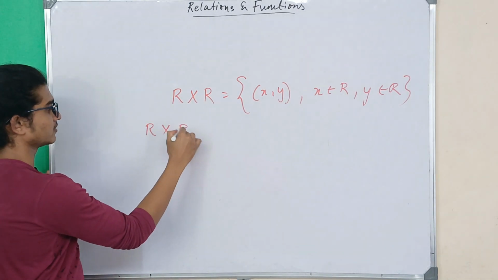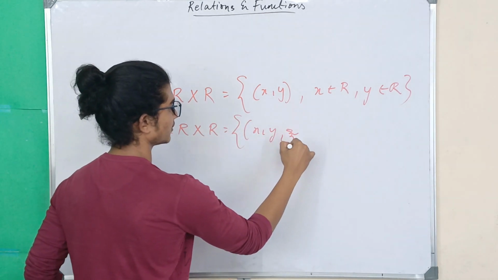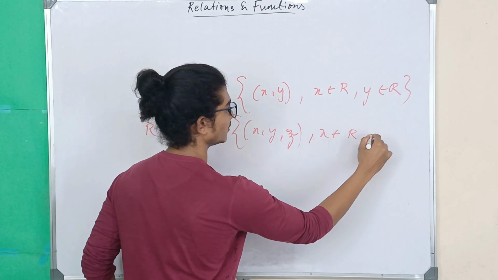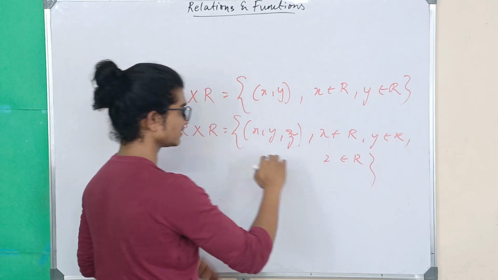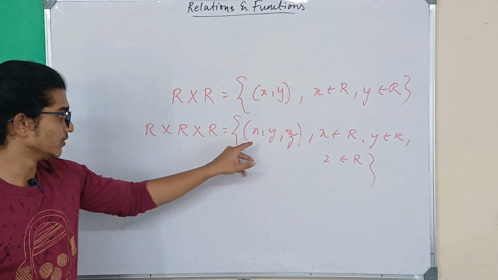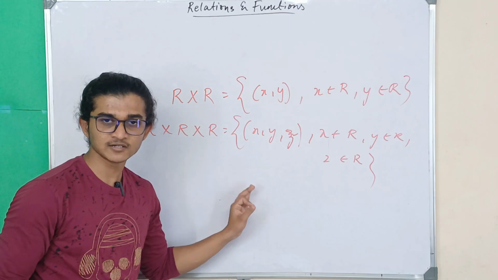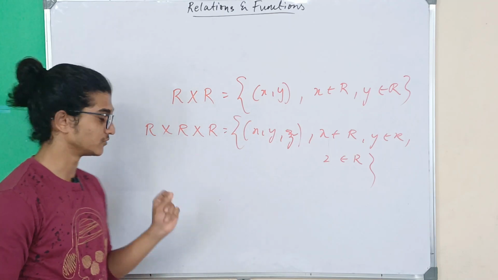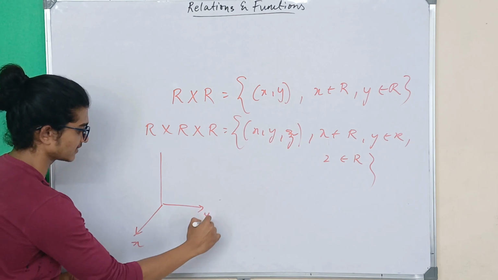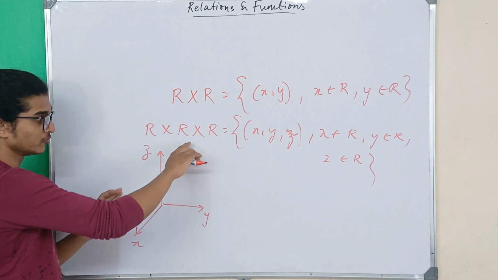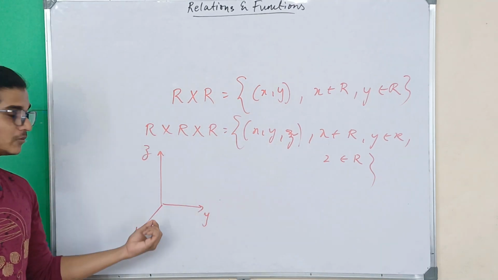And the next thing is, if you do R cross R cross R, which is basically (x, y, z), where x belongs to R, y belongs to R, and z also belongs to R. So this is basically all the points in space. What are the possible outcomes you get? Every single outcome represents a point in space. So 3D space, you guys probably know this. So this is the x-axis, y-axis, and this is the z-axis. So if you find all the numbers here, the numbers are going to represent all the points in the space.